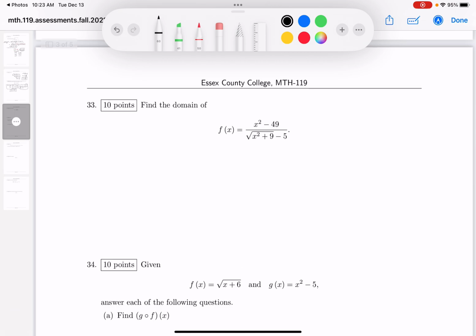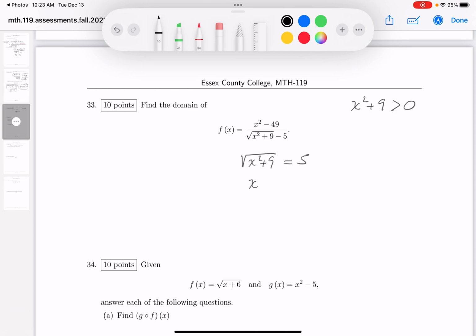This is a domain problem. There is a radical. Fortunately, x squared plus 9 is always greater than 0, so not to worry about that. What I do have to worry about is the bottom ever equaling 0. So let's write this down. The square root of x squared plus 9 equals 5. That's when it would be 0, by the way.